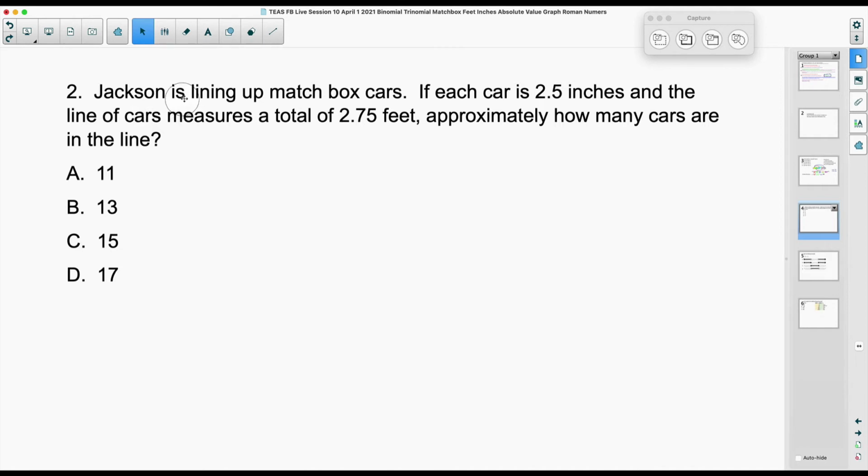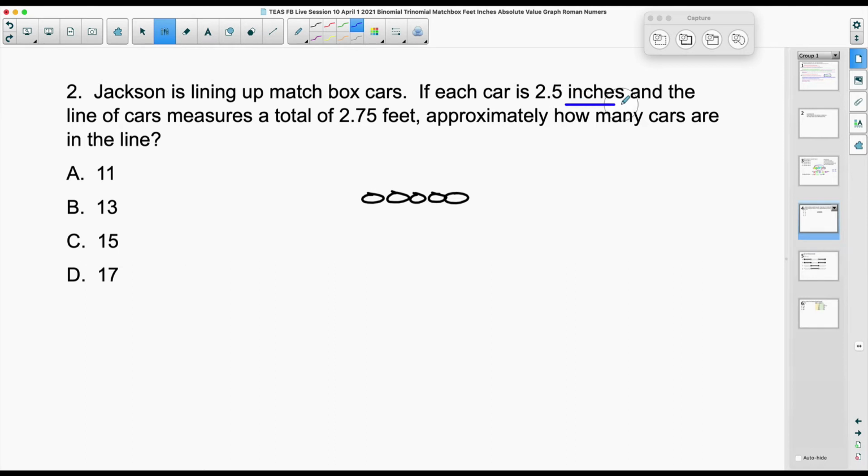So Jackson, that's my son. He is lining up Matchbox cars. He loves to do that. So we got Matchbox cars. And if I get my pen, so imagine these beautiful ovals are Matchbox cars and we're lining them up to make like a train of them. Each one of these cars is 2.5 inches. And the line of cars measures a total of 2.75 feet.